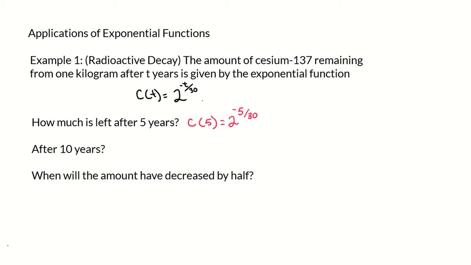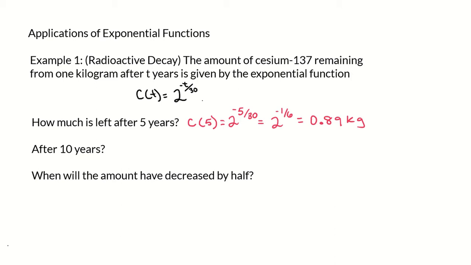You can plug in from here or reduce this to 2 to the negative 1 over 6. To find this, you really do need to plug into a calculator. This will not be a nice number. This result is 0.89 kilograms. So after 5 years, 0.89 kilograms remain of the 1 kilogram that was begun with.